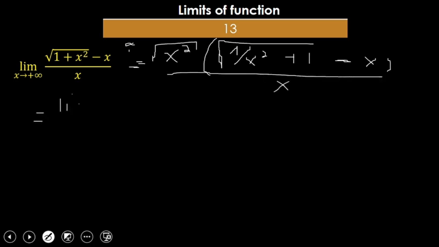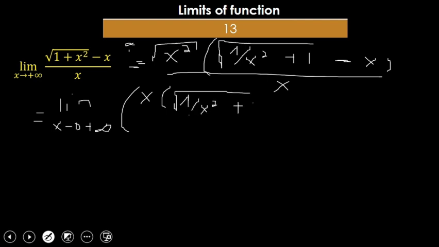Limit as x tends to plus infinity of x times 1 over x squared. Since x tends to plus infinity, that will be x here. Okay, we just take out this x, so that is the square root of 1 all over x squared plus 1, minus 1, all that all over x.